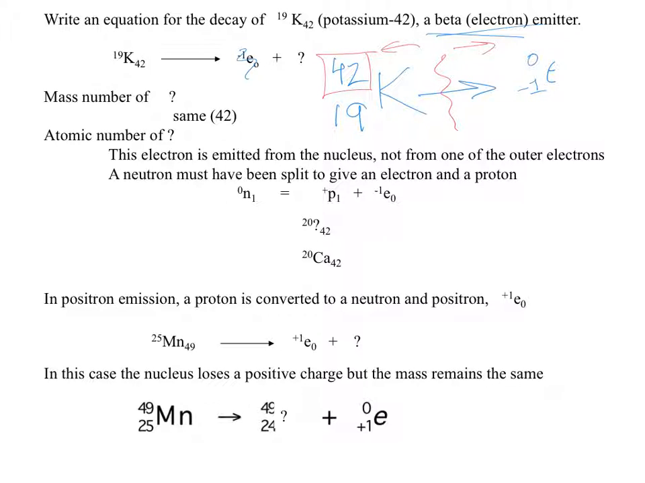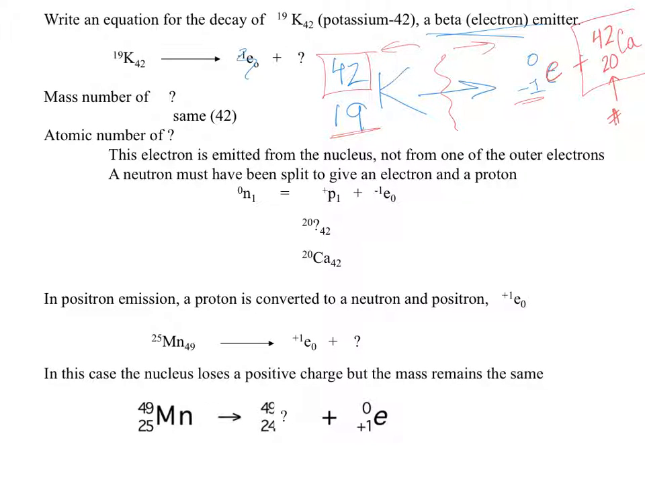My missing piece must have a top number of 42. And then now let's look at the bottom. It has to add up to 19. Well, positive 20 plus a -1, or 20 minus 1, that's 19. So now we need to go look at the periodic table and figure out what has an atomic number of 20. Well, it's calcium. Okay, calcium.